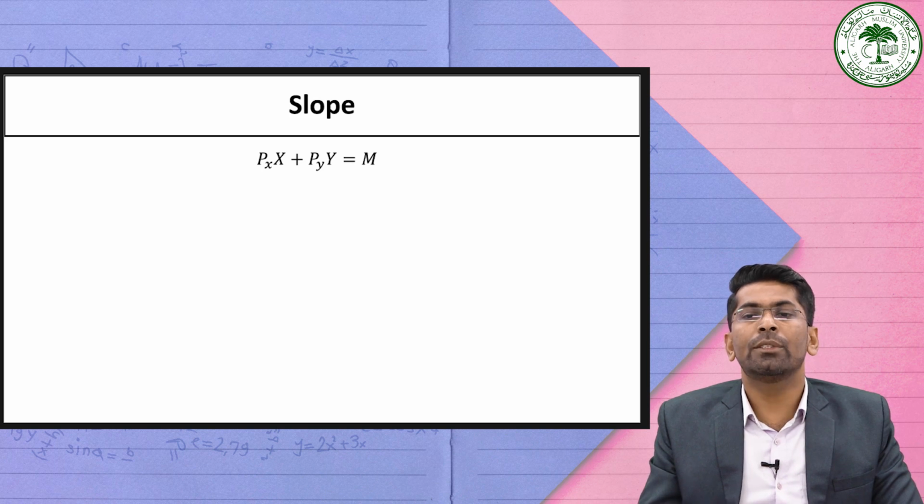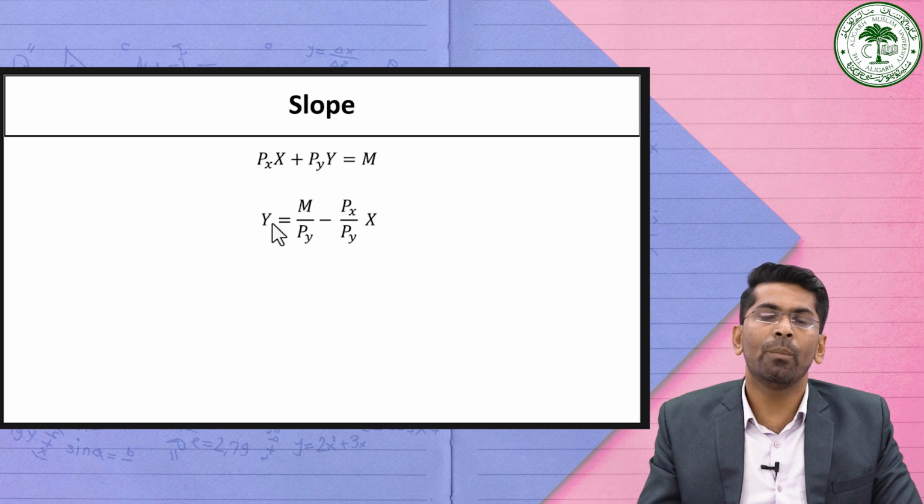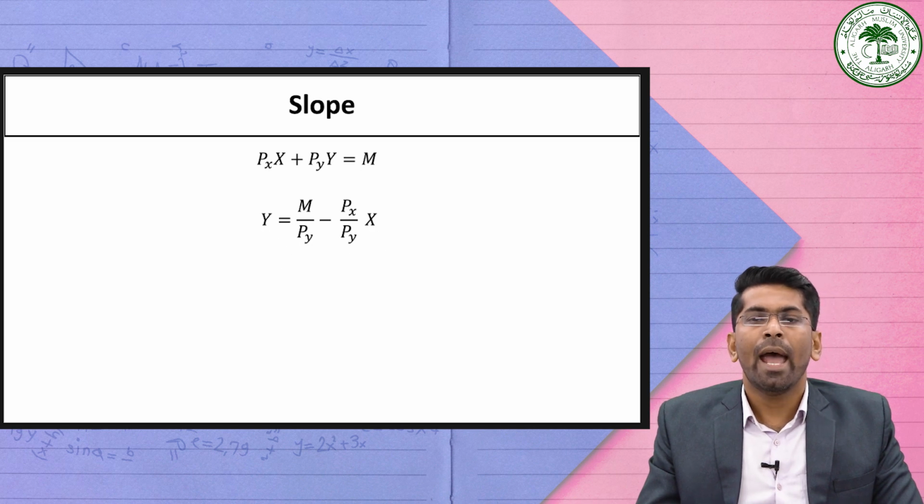Once we solve the equation for the y variable, our budget equation will be in the form y equals m upon py minus price of x divided by price of y into x. We already discussed that m upon py is the y-intercept term. That means when x is equal to 0, then y is equal to m upon py. And minus price of x divided by price of y is the slope coefficient, that is minus px divided by py.